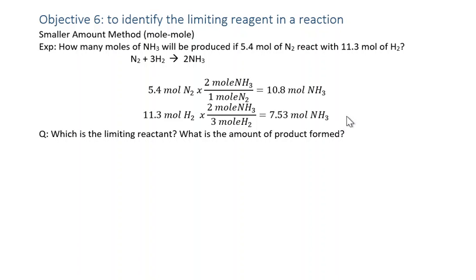So my question is, though, let's say that you start off with 11.3 and 5.4. One of those is going to get used up before the other. And you can tell here, whichever one is the smaller amount, that's going to actually be used up. So I can only produce 7.53 moles of ammonia with 11.3 moles of hydrogen. So that means that my hydrogen is my limiting reagent because it produces less ammonia than my nitrogen. That's one of the ways to answer the question. Let me show you a different way as well.